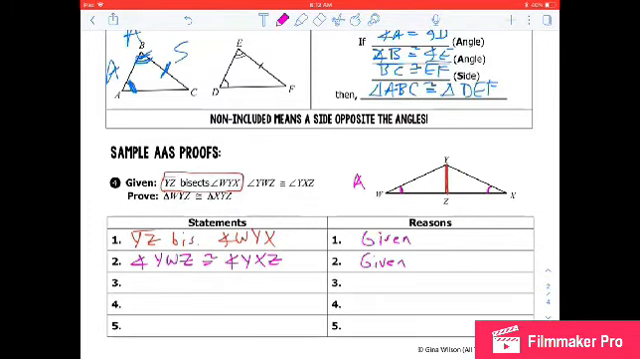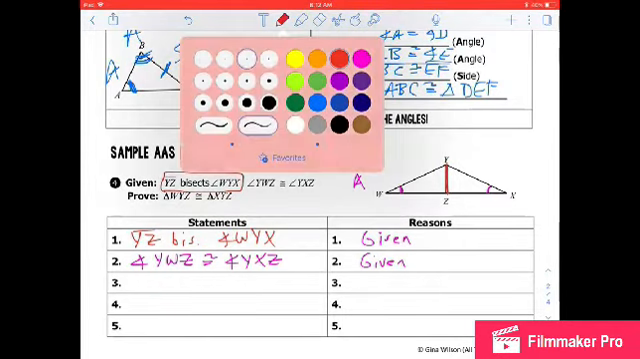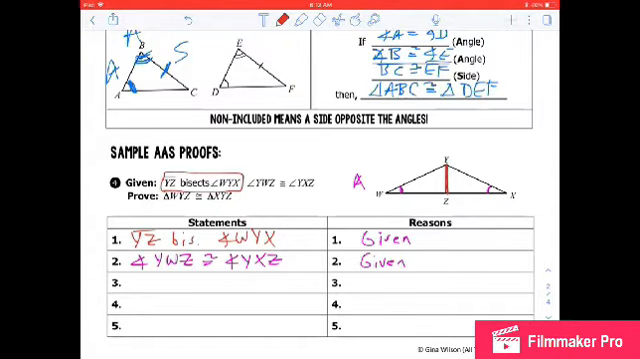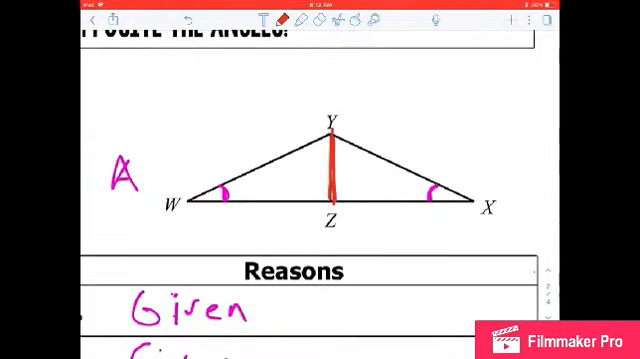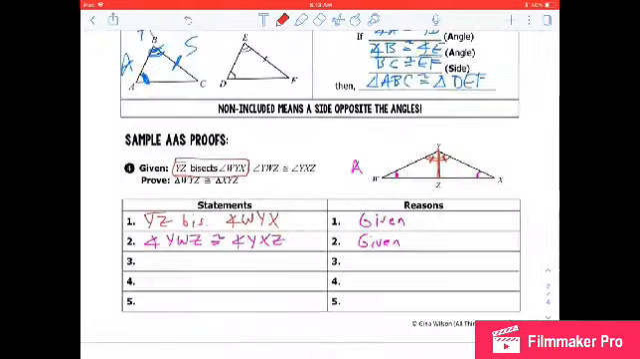Now, I have not used this given yet, so now we're going to use it. Okay, so YZ bisects WYX. So WYX is this whole angle up here. So that bisector splits it up into these two angles. Okay, so that first angle on the left is WYZ, angle WYZ, congruent to the right angle, which is angle XYZ. Those are congruent because of the definition of angle bisector.